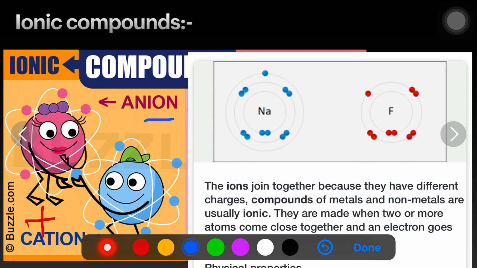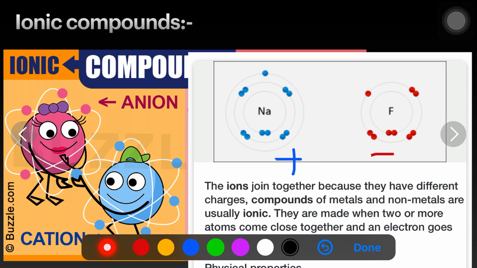Now we have metals and non-metals. Metals are always positive in charge and non-metals are always negative in charge when there is a formation of a substance. For example, as you can see in the image, sodium is there, which is Na, and fluorine is there. Sodium is a metal and fluorine is a non-metal. So sodium has one extra electron and fluorine needs one electron. So metal is always positive in charge. It will give one electron to the fluorine, and fluorine will accept one electron and complete its octet.